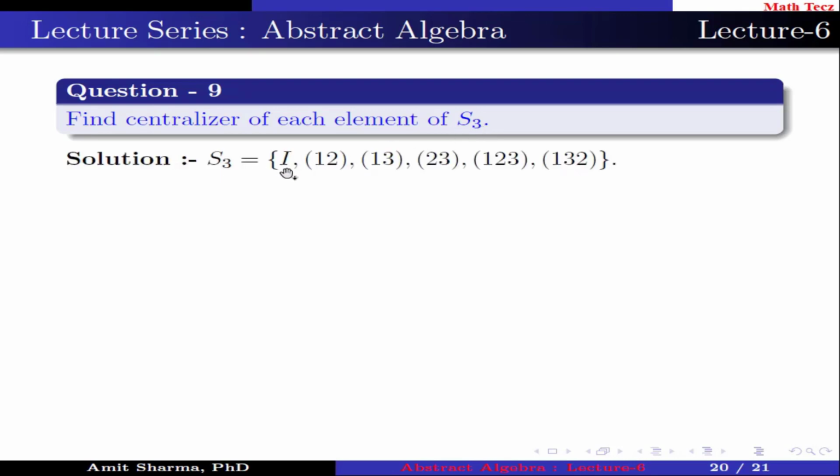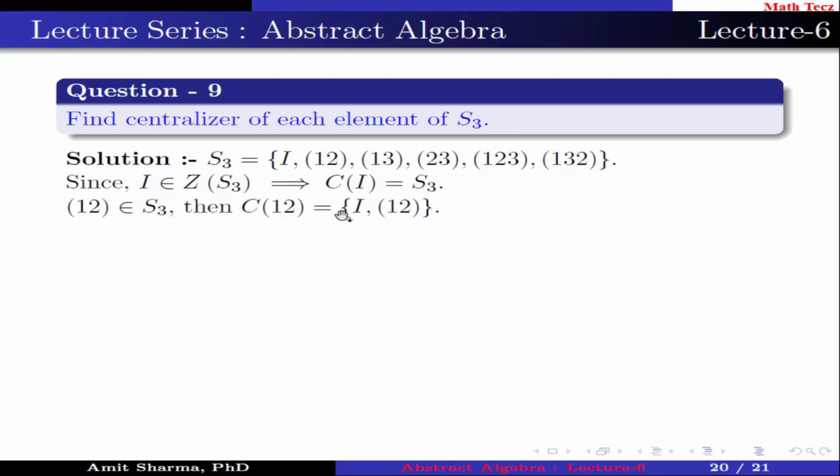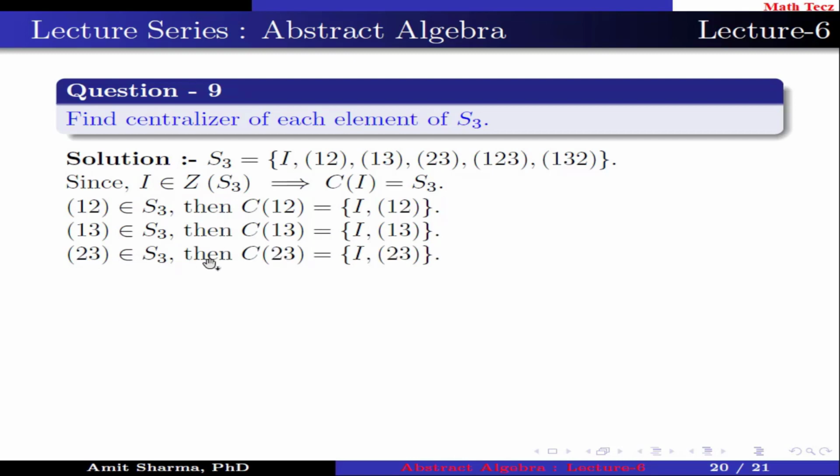S3 contains the elements I, (1 2), (1 3), (2 3), (1 2 3) and (1 3 2). Since I belongs to the center of S3, this implies the centralizer of I is S3. (1 2) belongs to S3, then the centralizer of (1 2) is {I, (1 2)}, because these elements commute with (1 2). (1 3) belongs to S3, then the centralizer of (1 3) is {I, (1 3)}, because these elements commute with (1 3). (2 3) belongs to S3, then the centralizer of (2 3) is {I, (2 3)}, because these elements commute with (2 3).